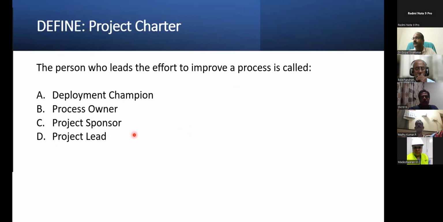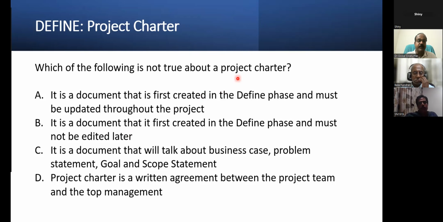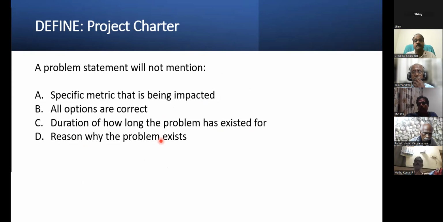The person who leads the effort to improve a process: project leader. Very good. Which of the following is not true about a project charter? It is a document created in the define phase, must not be edited, and that is wrong. A project charter should be a living document.